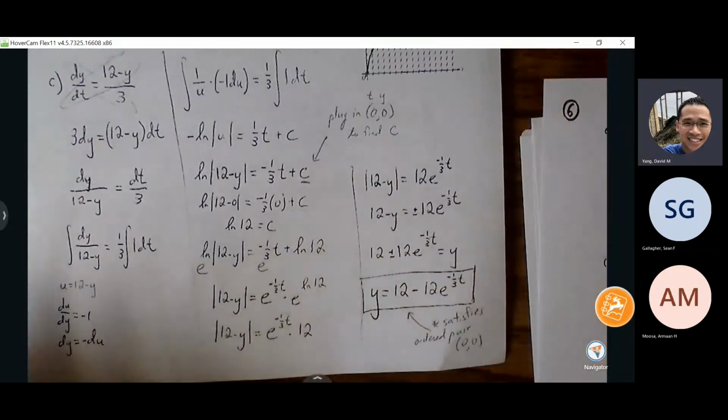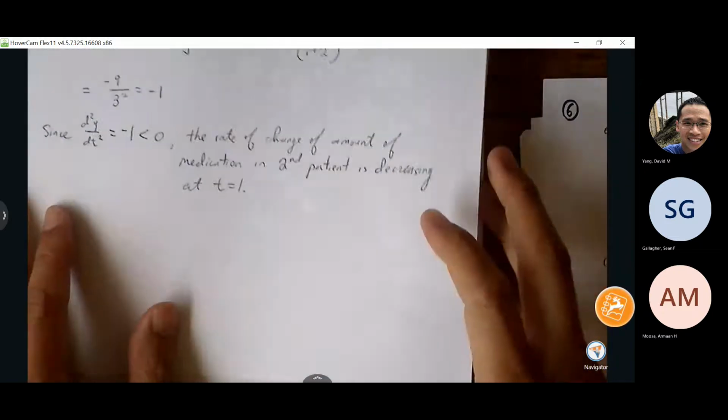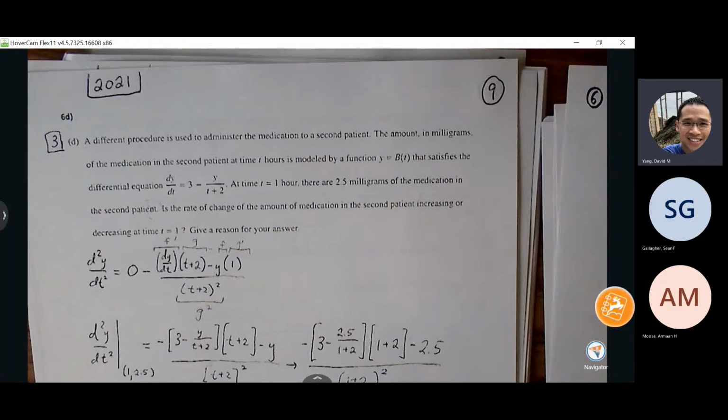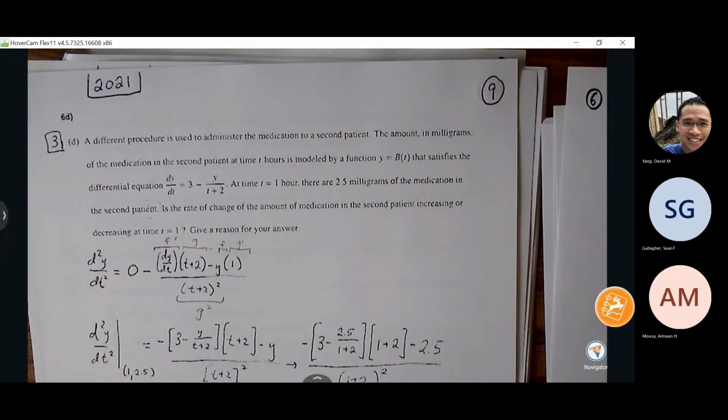Okay, part D. A different procedure is used to administer the medication to a second patient. The amount is modeled by y equals B of t that satisfies the differential equation dy/dt equals (3 minus y) over (t plus 2). At time t equals 1, there are 2.5 milligrams of the medication. Is the rate of change of the amount increasing or decreasing?